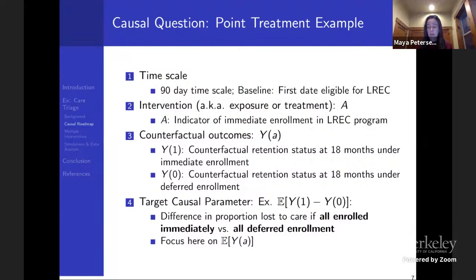So just like we've done over the past 2 days, we can then use this to define a target causal parameter. For example, the counterfactual probability of remaining in care and alive at, or I'm sorry, flipping it around, the counterfactual probability of having been lost to care or died by 18 months if you had been enrolled immediately in the program versus you had not been enrolled immediately in the program. So moving forward, we'll just focus on the expected counterfactual outcome under some value of the intervention, recognizing this can apply to both A is 1 and A is 0, or treatment and control.